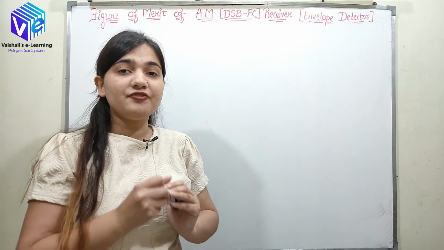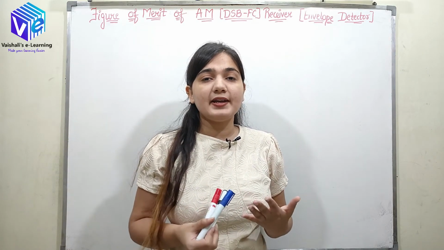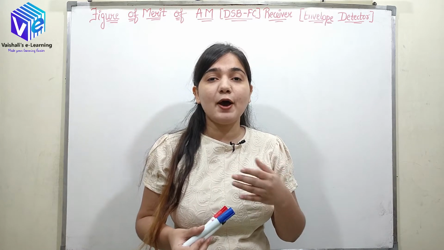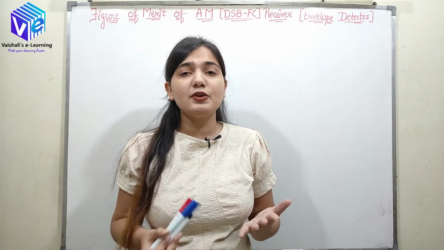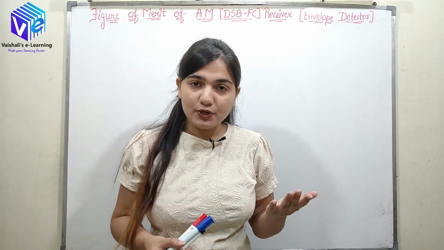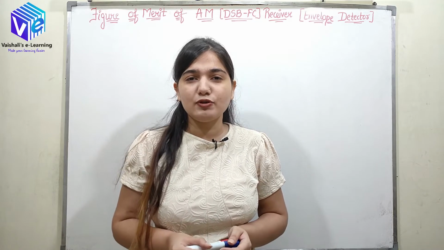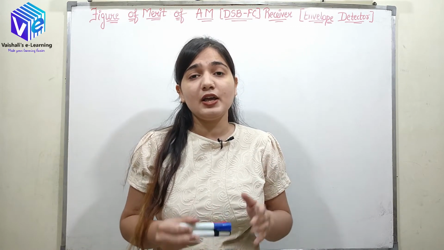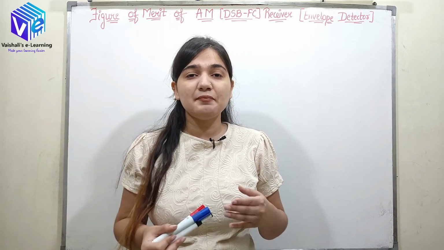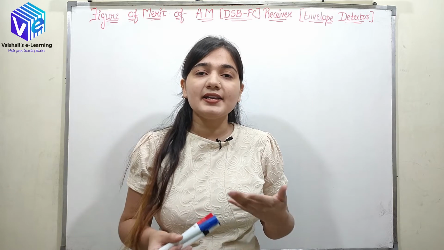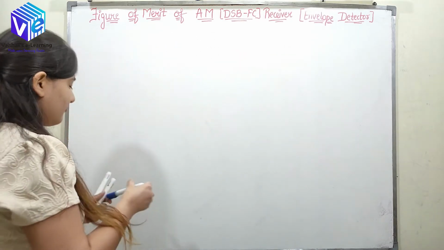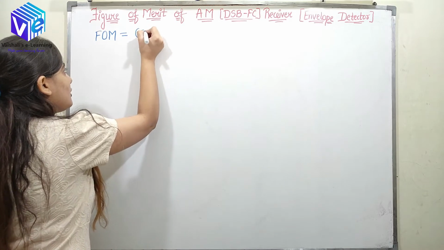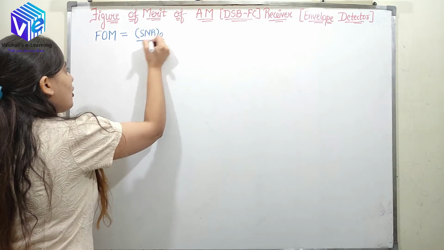I have already talked about the figure of merit. What was the figure of merit? It was equal to the output SNR upon the input SNR. But now, if I am talking about a specific type of amplitude modulation, we will be using the figure of merit equal to the output SNR upon the channel SNR. Why am I using the channel SNR here? Because only in the channel do we have different modulated signals. If I want to compare different signals at the input, all of them will be the same. Only in the channel does a difference arise. So I am denoting the figure of merit by FOM. It is equal to the output SNR upon the channel SNR.